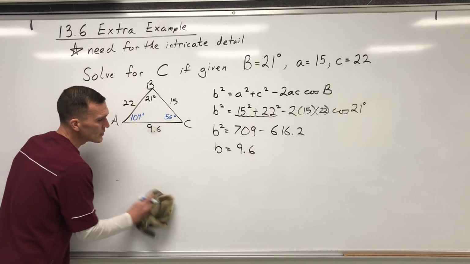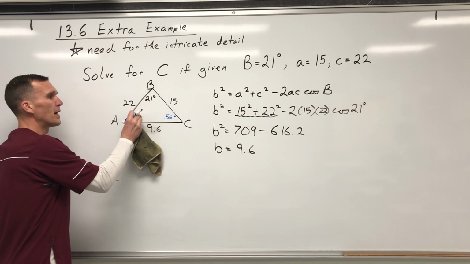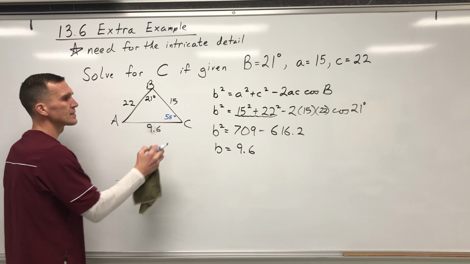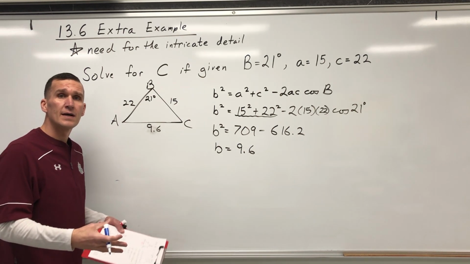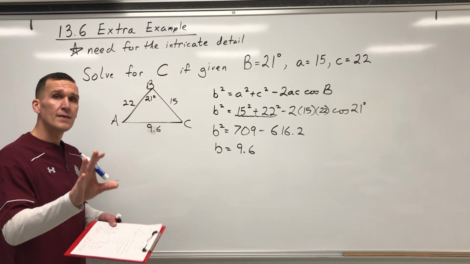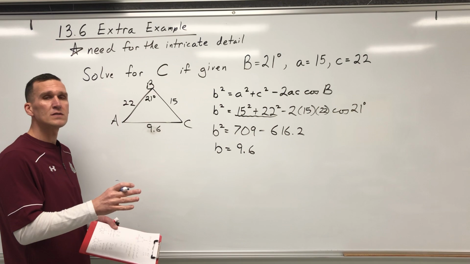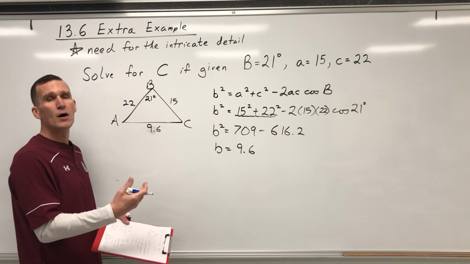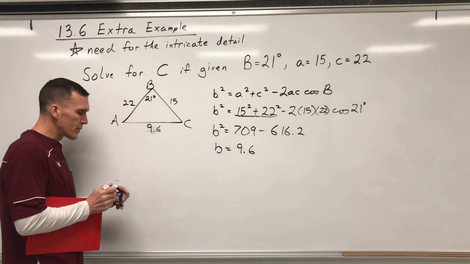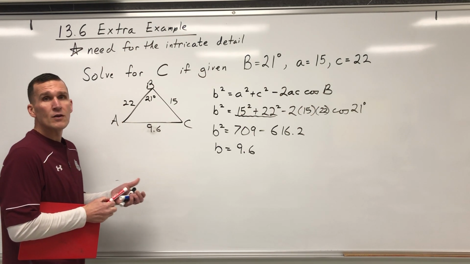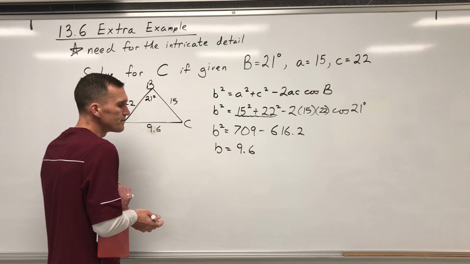So if you read the intricate details on the bottom of 13.6, it says that if you are going to be using the law of sines, you must, and again, the key word there is must, you must solve for the smallest angle possible. So now everything in red is going to be correct to finish off.